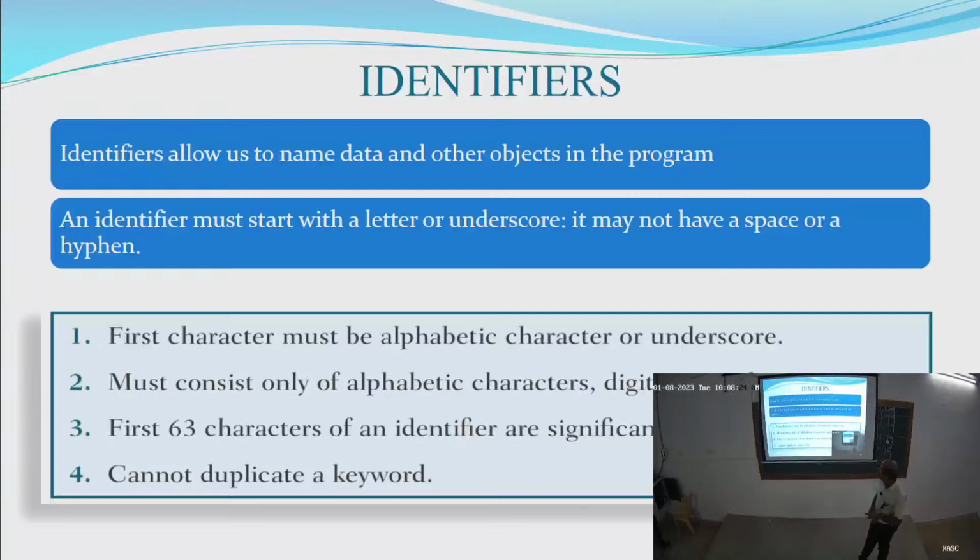The first letter must be an alphabet or underscore, so the variable name begins with an alphabet or underscore. Alphabet means A to Z, both uppercase and lowercase letters, or an underscore. You know the difference between the underscore and a hyphen. Only underscore and alphabets are allowed here. After that we can give digits and all other things. And the first 63 characters are significant. Suppose we give 100 characters for the identifier name, it takes only the first 63 characters and cannot duplicate a word. It is a unique one.